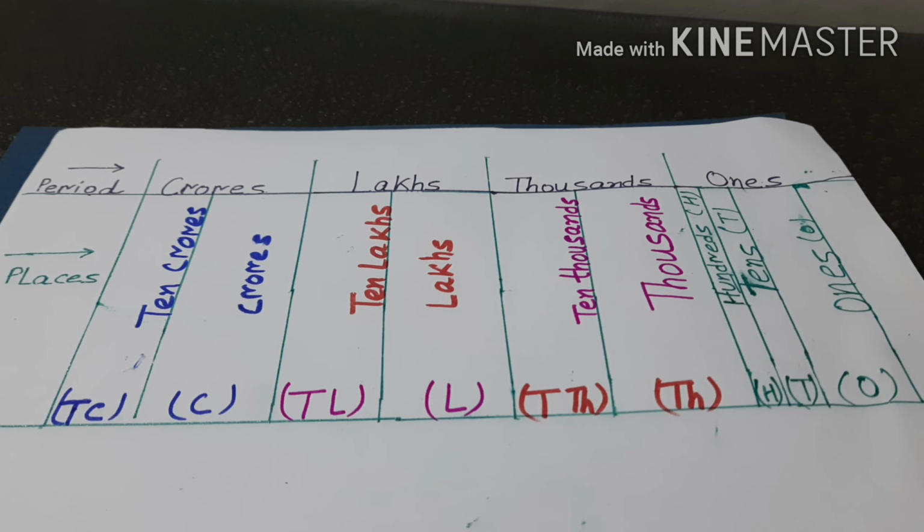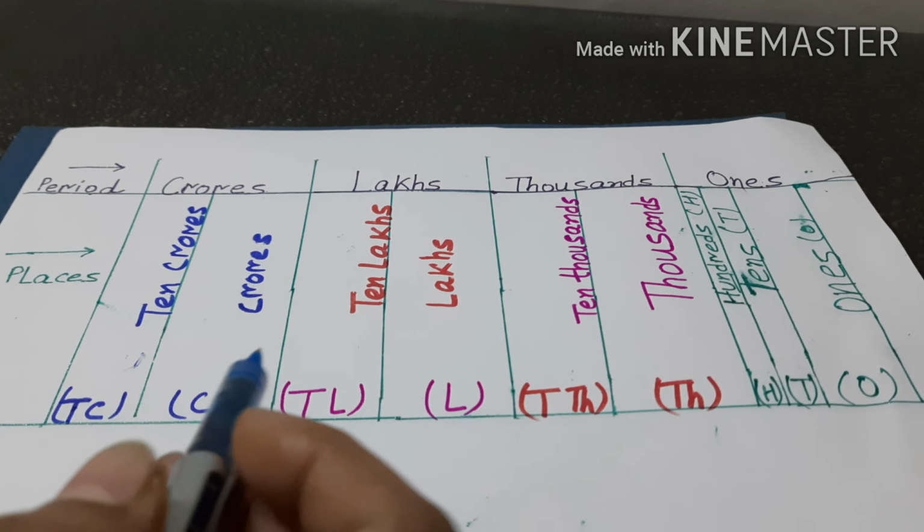Today our topic is where do we place commas? In large numbers, commas are used to help the reader. We know that there are 3 digits in a number at the hundreds place and there are 4 digits present in the thousands place. So look at the place value chart.